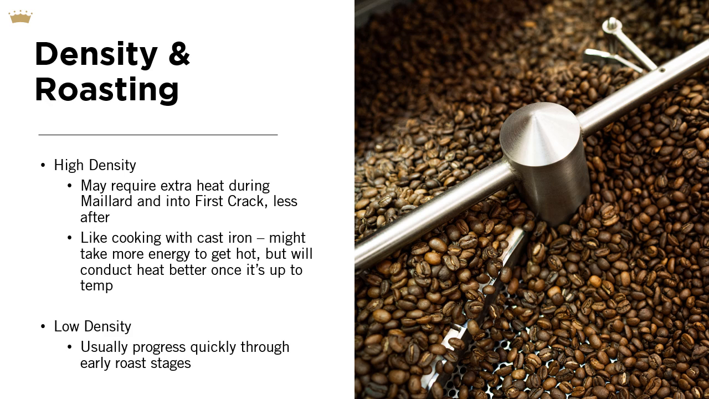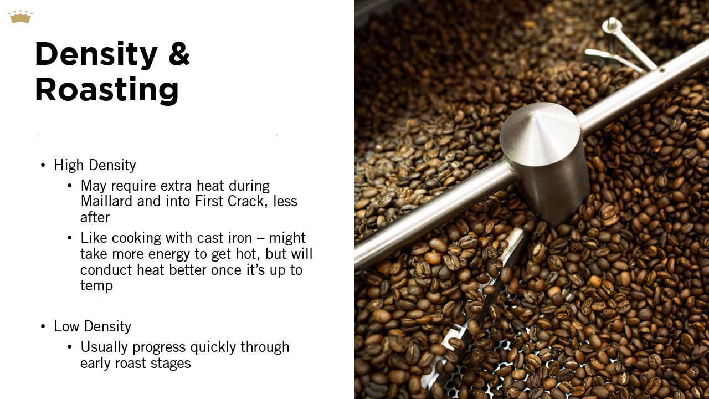If a low-density coffee is like cooking with a stainless steel skillet, then a high-density coffee might be like cooking with cast iron. It's going to require more energy to get up to temperature, but once it's there, it might also conduct that heat energy better. Low-density coffees tend to progress fairly easily through the early stages of roasting and generally speaking are going to require a more gentle touch once first crack starts.